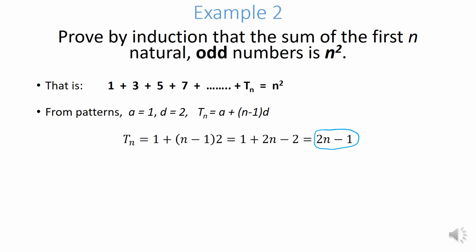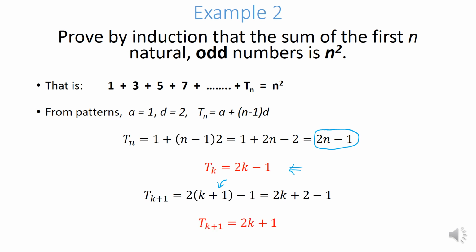So what do I need that for? Well, I need it when I want to include the kth term here. So replace n with k, and also for the k plus 1th term, replacing n with k plus 1, simplifying, this is what you get for the k plus 1 term. So we may need that a little later. So tk is 2k minus 1 and tk plus 1 is 2k plus 1. We'll use those in a bit.